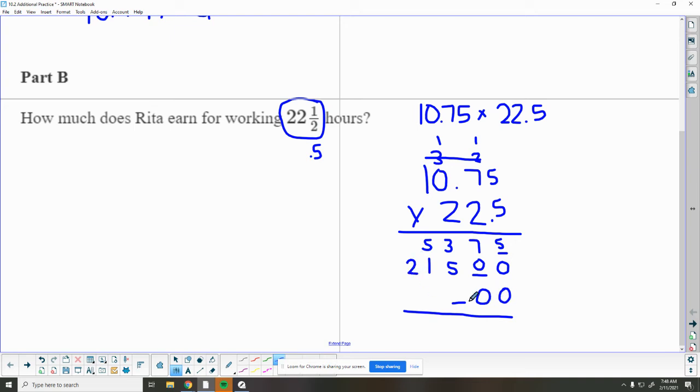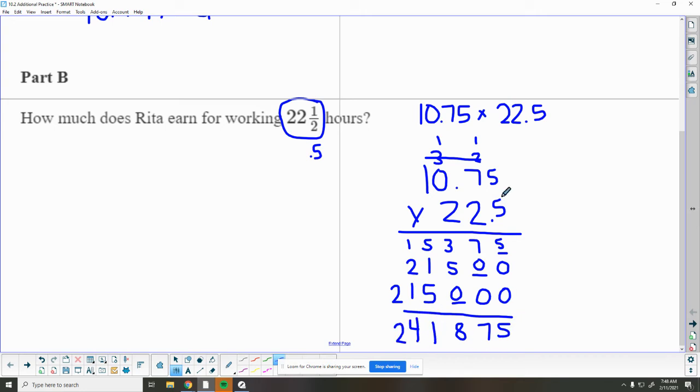Now I have my double placeholders as I'm multiplying by this third place over. So 2 times 5 is 10. 2 times 7 is 14 plus 1 is 15. 2 times 0 is 0 plus 1 is 1. And 2 times 1 is 2. Now I'm going to add these up. 5, 7, 8. Here's 10 and 1 is 11. 2, 3, 4, and 2.